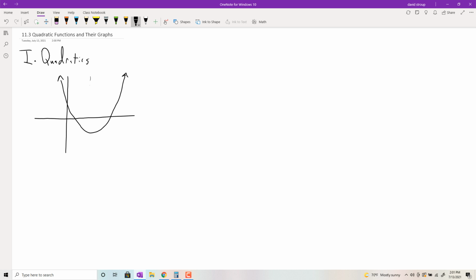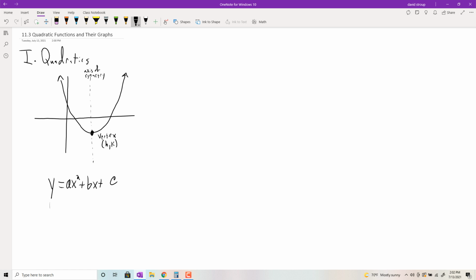It should be symmetric about this line right here, which is called the axis of symmetry. And this point on the graph right here is the vertex. We usually give the vertex the coordinates h comma k. So we call the x-coordinate of the vertex h, the y-coordinate k. And this thing is the graph of the function y equals ax squared plus bx plus c.